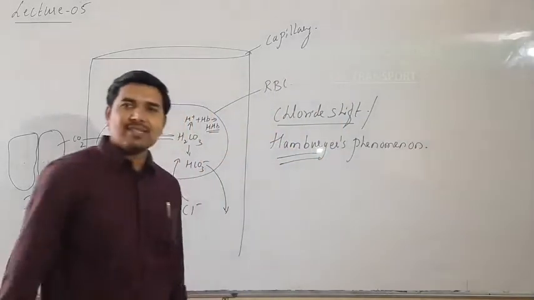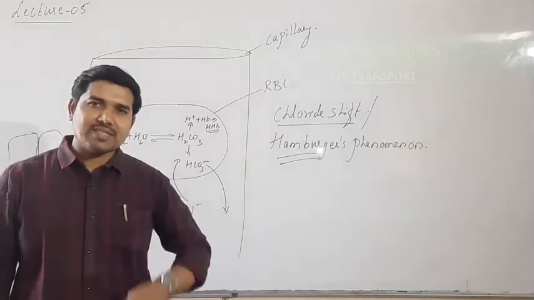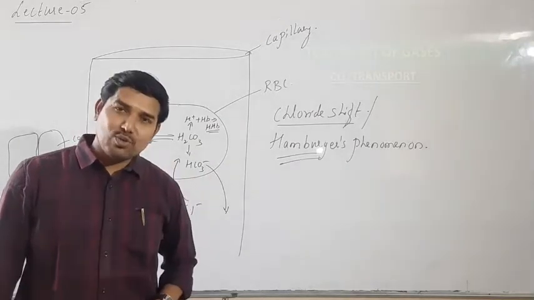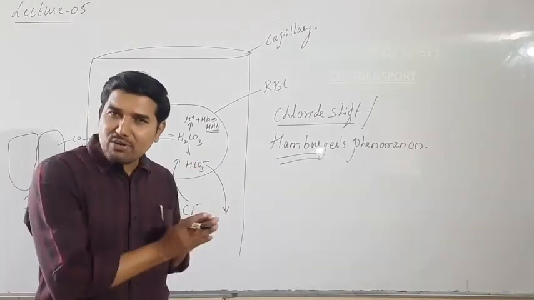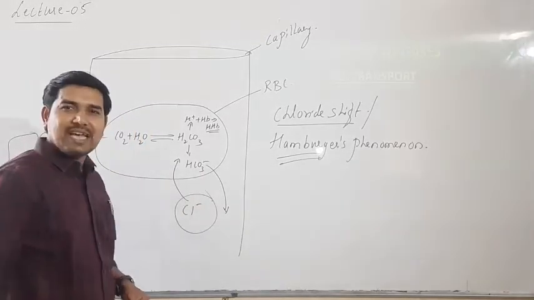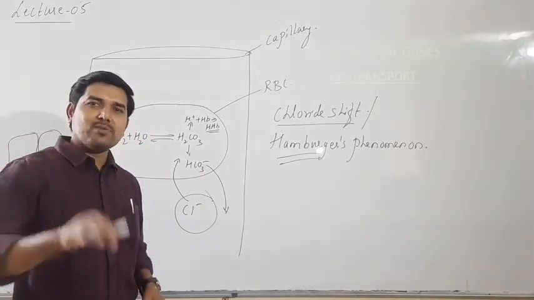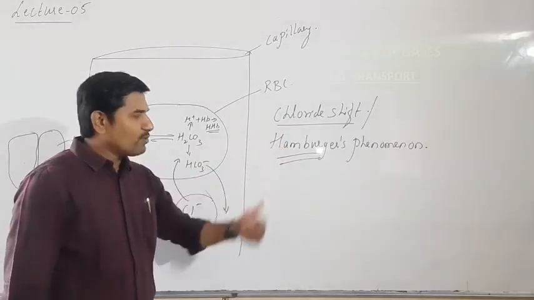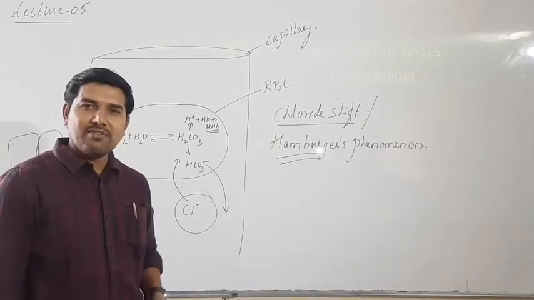Remember, this is the most important question which will be asked in the NEET part only. Hamburger phenomenon is associated with which amongst the following ions? Remember, it is associated with the chloride ions, Cl- ions. So this is what is termed the chloride shift, and this chloride shift is also called Hamburger's phenomenon.